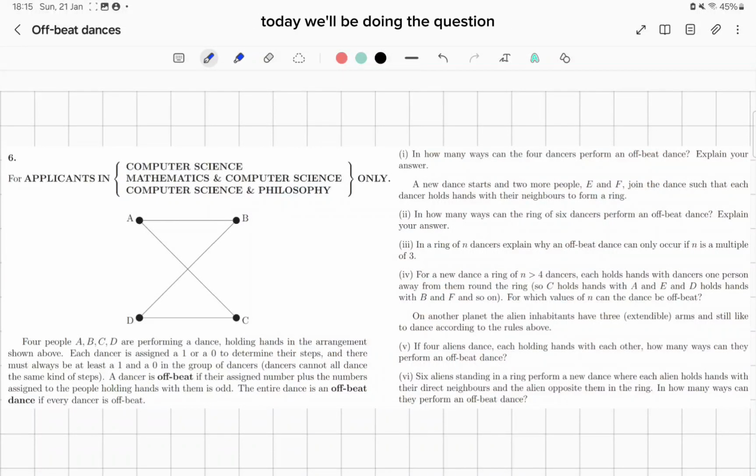Today we'll be doing the question Offbeat Dances. This is question 6 from the 2016 math paper. Question 6. 4 people A, B, C, D are performing a dance holding hands in the arrangement shown above.